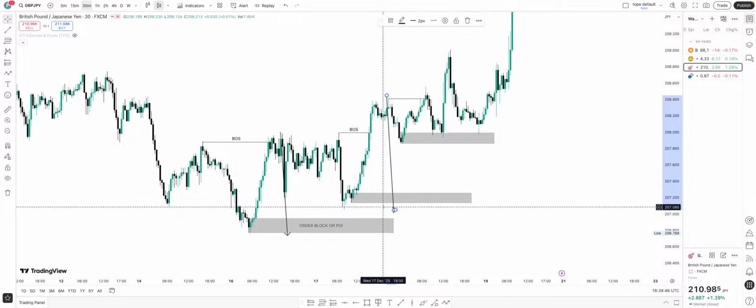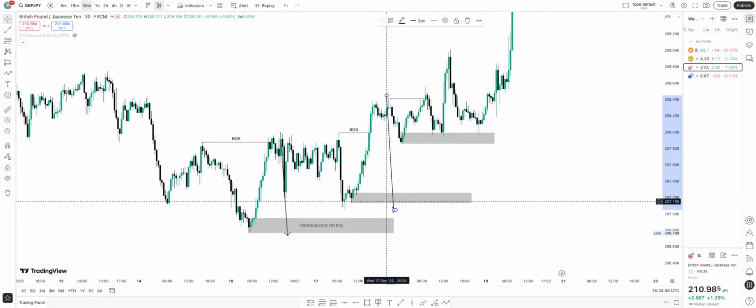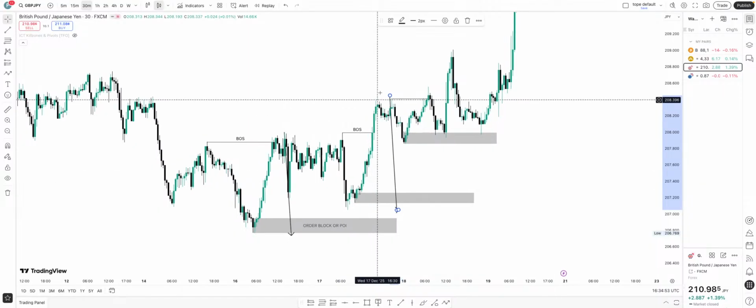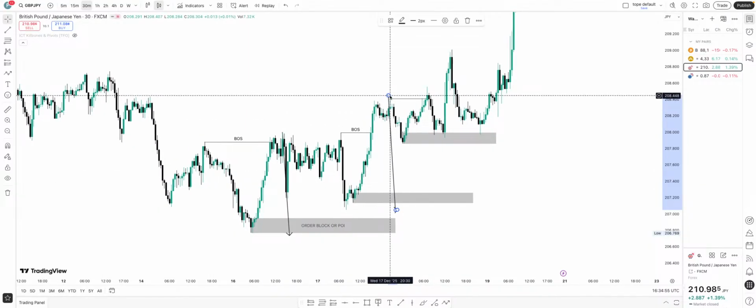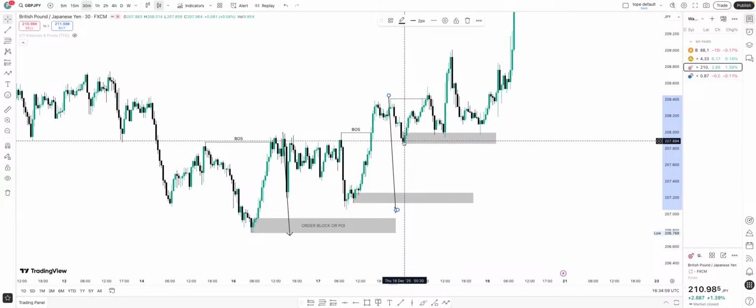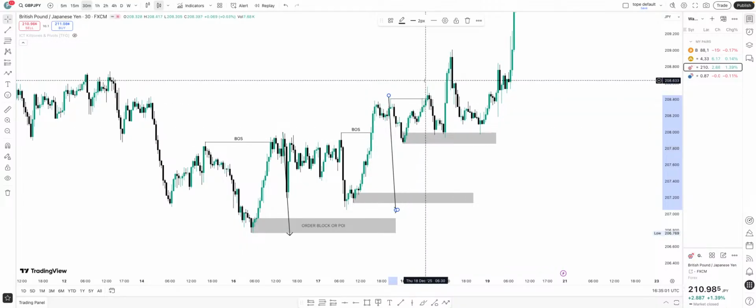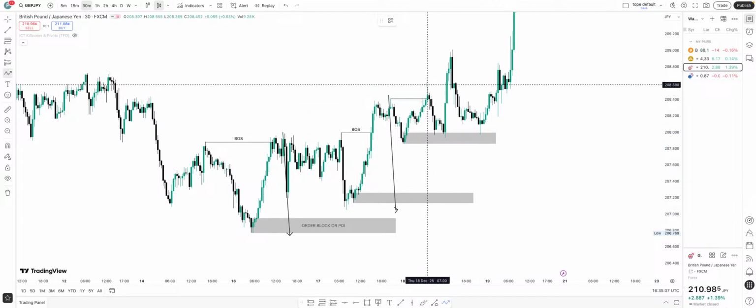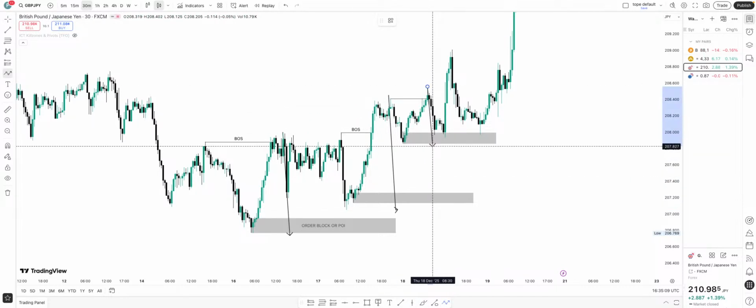As you can see, this market did not break below here, because if it should break below here, I'm probably wrong. But in this scenario, this is the dealing range, from here to here. And we broke structure. This was responsible for breaking structure here. So this is the dealing range of this particular structure.